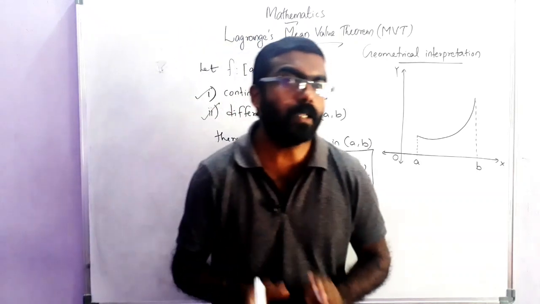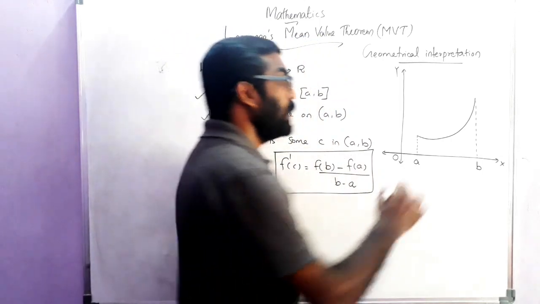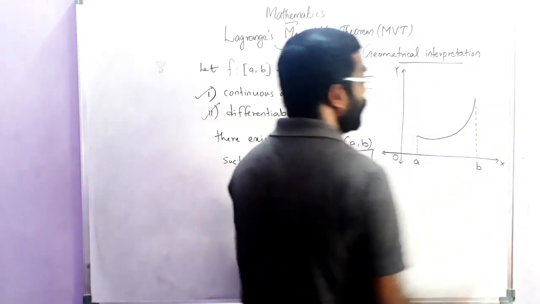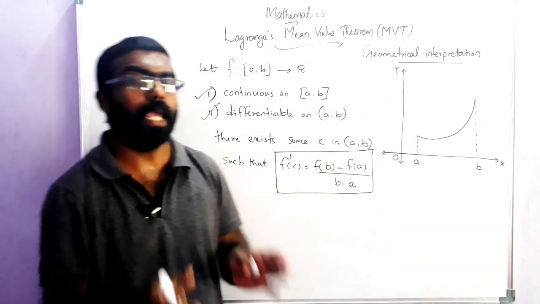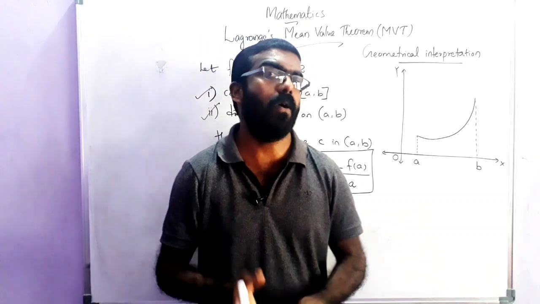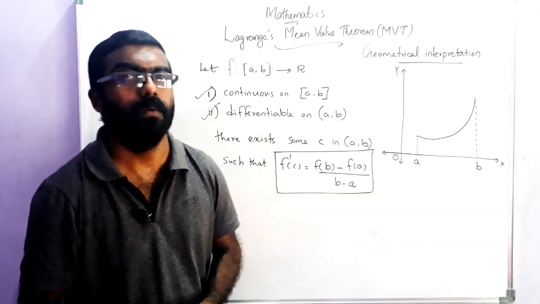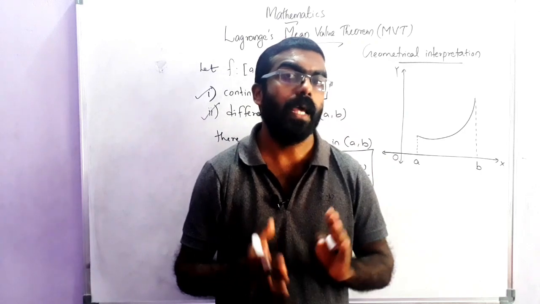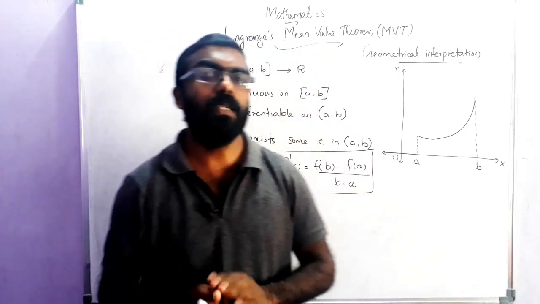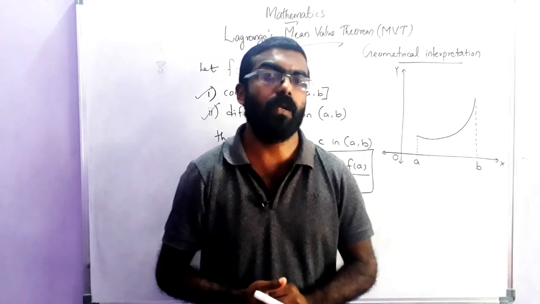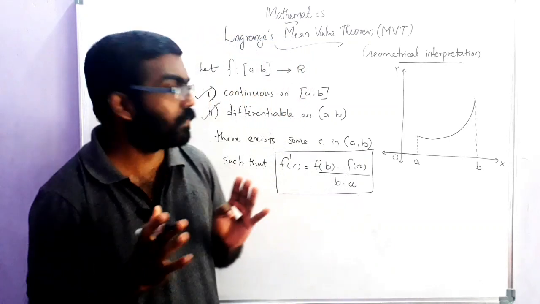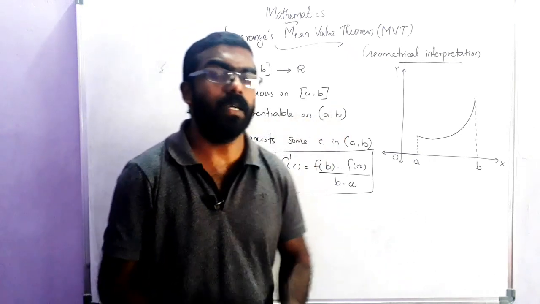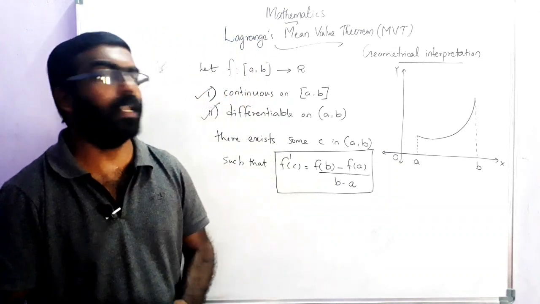Differentiable means here we can draw tangents to the curve at any point except the extreme points, that means the points a and b. So except at the extreme points we can draw tangents to the given curve. That means we can find the slope of the tangent at each and every point except the extreme points. Slope of the tangent means what? Derivative at that particular point, that means dy by dx. That means the function is differentiable on open interval ab.